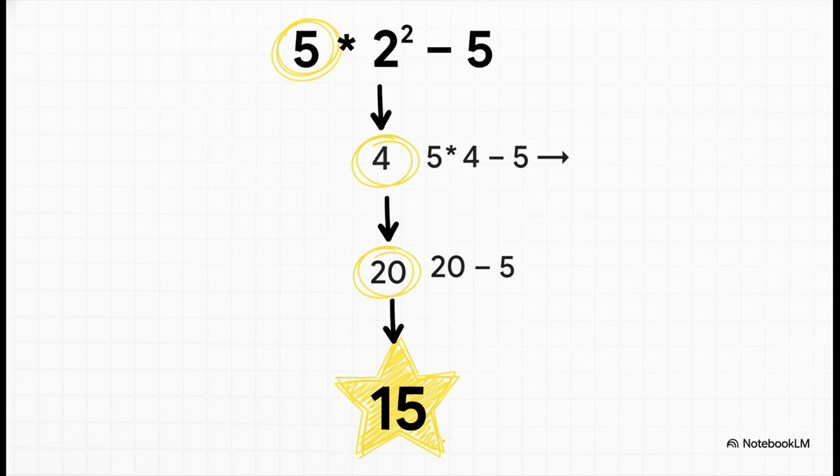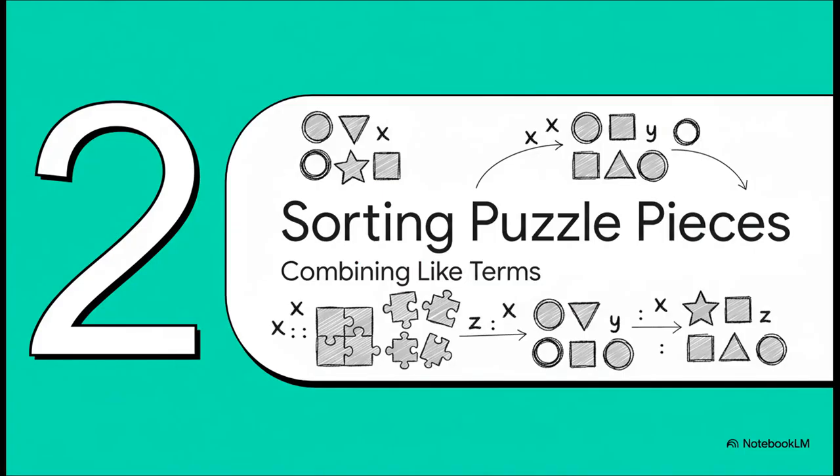And the last step is easy. 20 minus 5 is 15. See? It's like a roadmap, and following that grammar led us straight to the answer. So we've got our grammar down. Now let's build up our vocabulary.